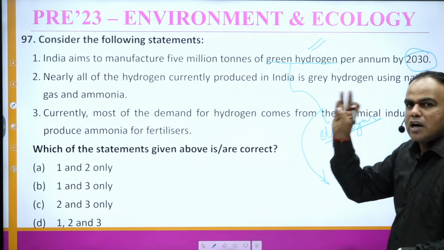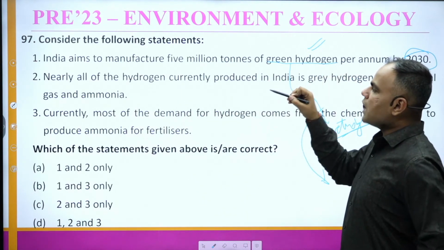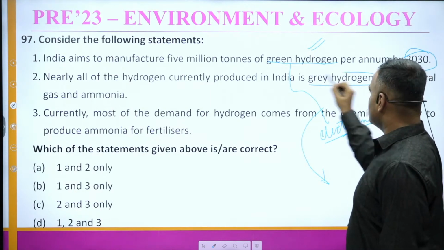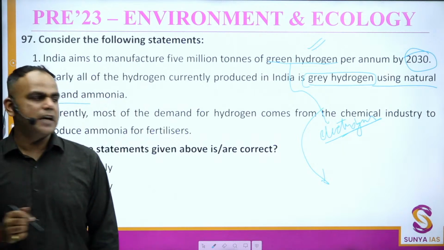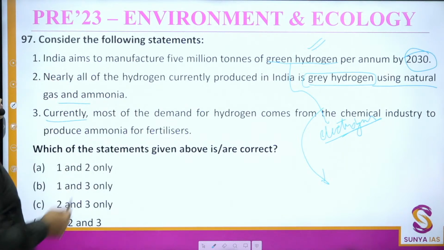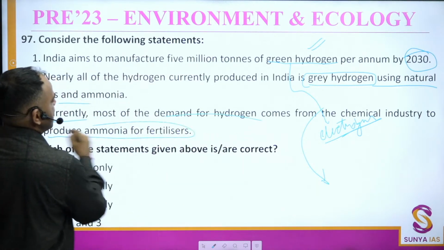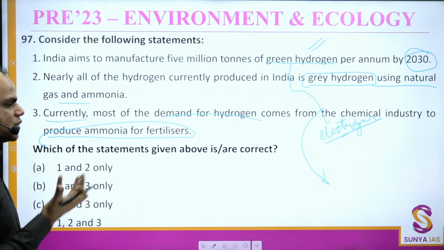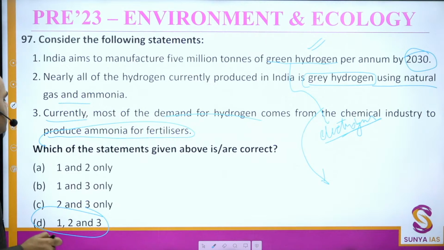We've also discussed blue hydrogen. We've also discussed grey hydrogen in this very test. Nearly all of the hydrogen currently produced in India is grey hydrogen. True, using natural gas and ammonia. Yes, we have already seen that. Next, currently most of the demand for hydrogen comes from the chemical industry to produce ammonia, which is also true. That demand for hydrogen comes from the fertilizer industry. You already know that the ammonia industry requires all these fertilizers. So here all the 3 statements are correct. The answer is 1, 2, and 3.